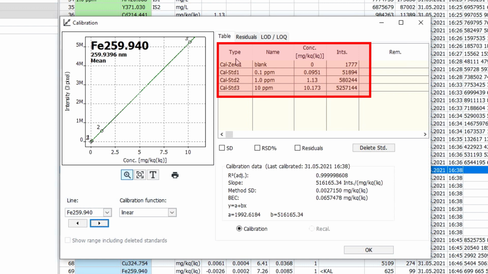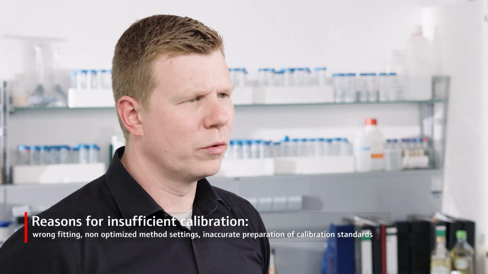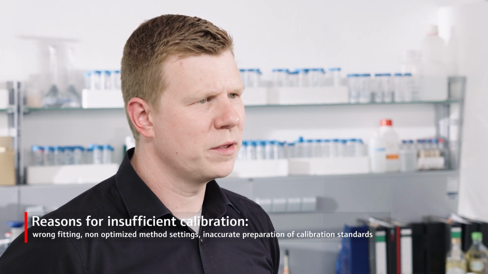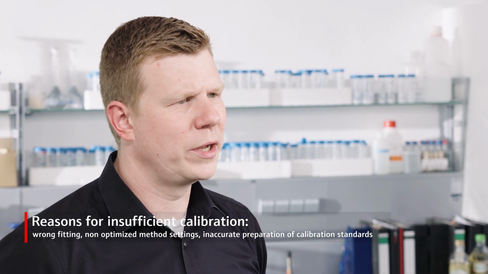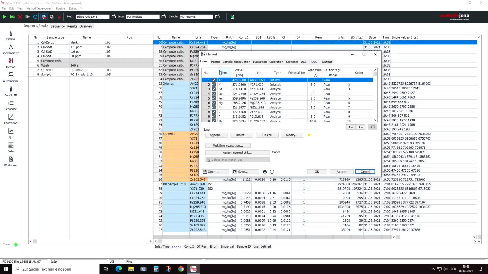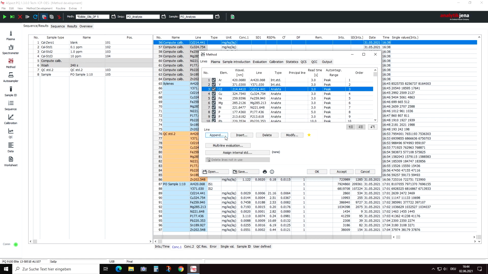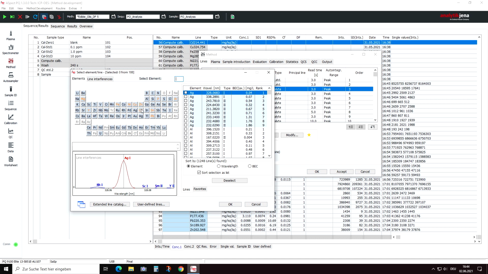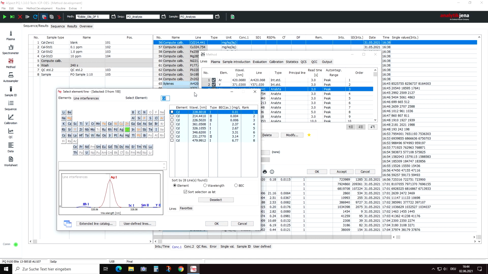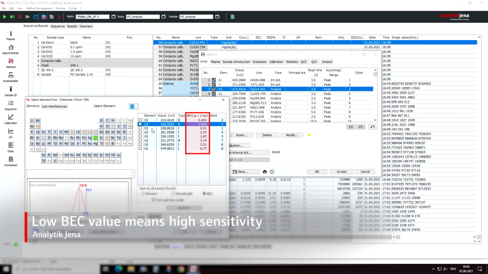Reasons for a failed calibration may be wrong fitting, non-optimized method settings, or insufficient preparation of the calibration solutions. Regarding method settings, the correct choice of the plasma observation mode and the correct choice of the emission line is important, because the signal of the higher calibration standards may run into saturation and the sensitivity for the lower concentrated samples may not be sufficient for a precise calibration measurement.